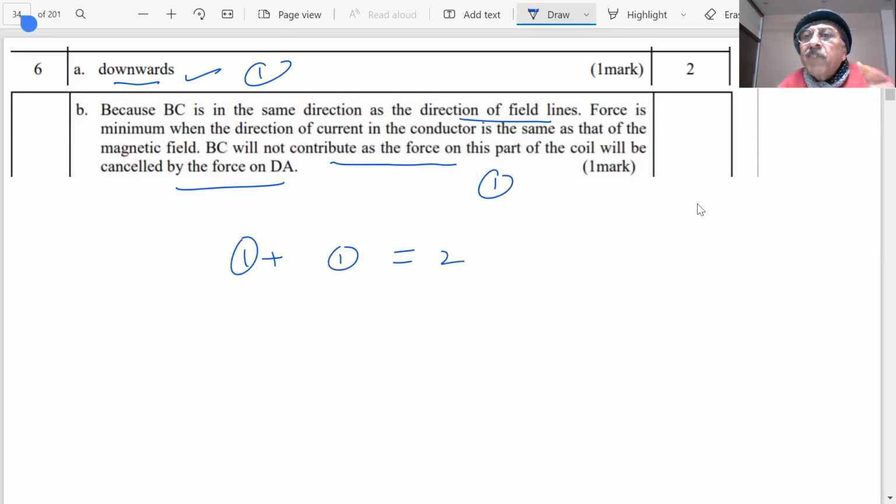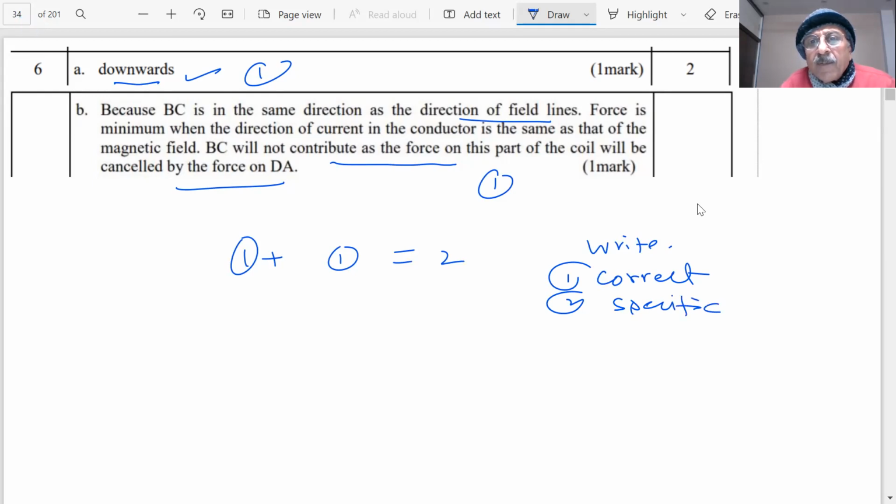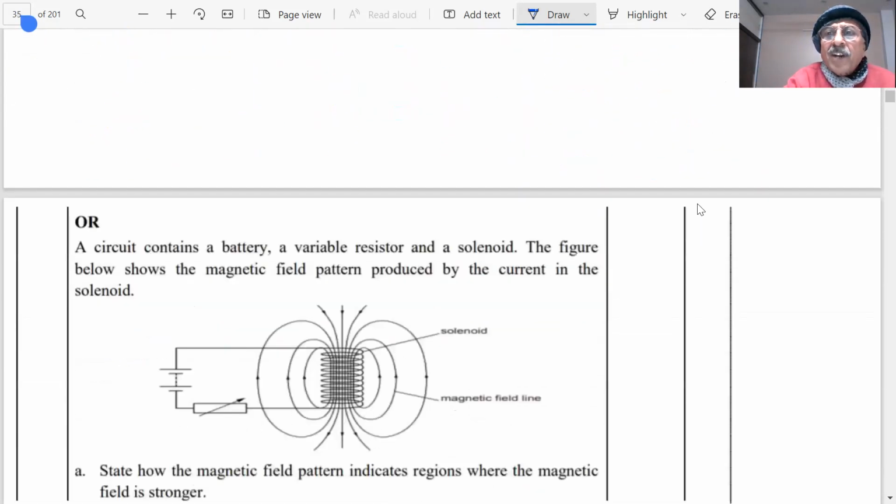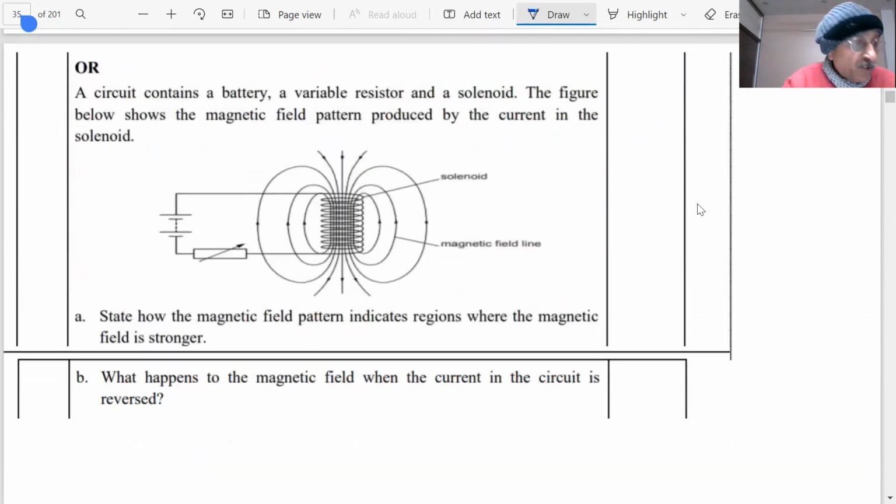These are descriptive papers you have to write, and when I say write correct, student, write the correct information, specific and minimum. Don't write too much, that's not required. One word, one line answers are there, that is enough, not more than that, student. And this is the marking scheme which is released by the CBSE. So try to understand the questions before you answer the question, student.